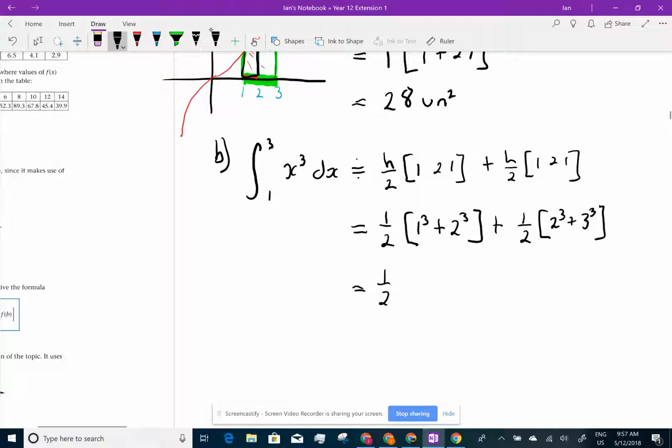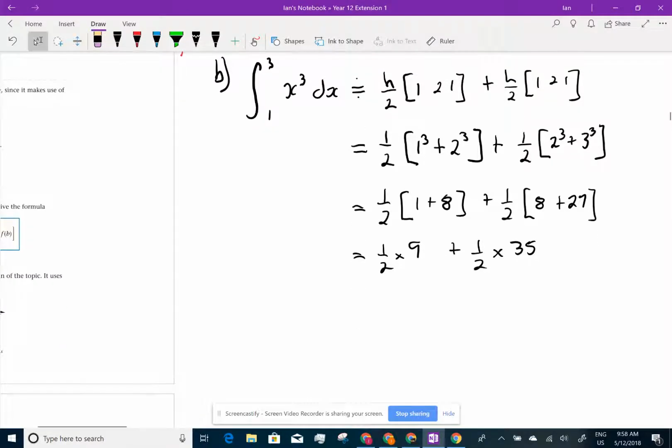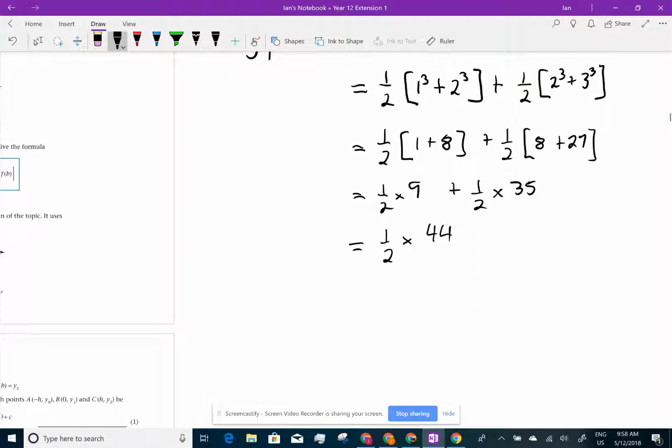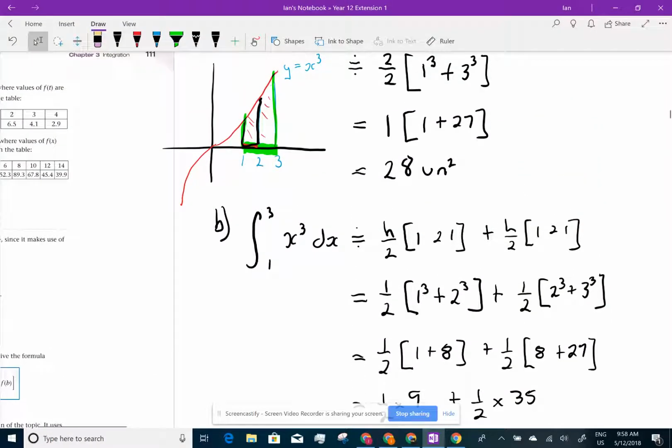So what do we get? We get a half times 1 cubed is 1, 2 cubed is 8, plus a half, 2 cubed is 8, and 3 cubed is 27, which gives me a half times 9 plus a half times 35, which is the same as a half times 44, if I add the 9 and the 35 and factorise out the half, which gives me 22 units squared, which is a lot different from my 28 when I use 1 strip.